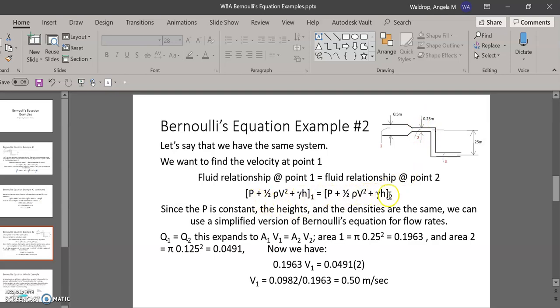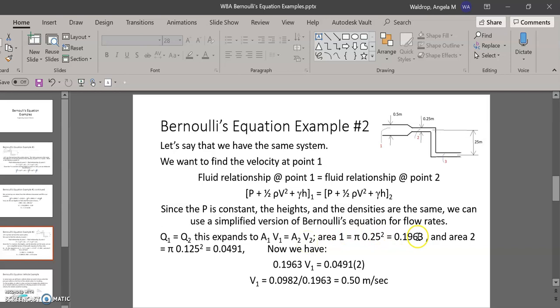So we've written out Bernoulli's equation, and we put our subscripts 1 and 2 here to apply to the two different sides. But since the P is constant, and the heights are the same, those will also drop out, and the densities are the same, we can simplify the equation. We can use a simplified form for Bernoulli's equation, and that's going to be the flow rate equation. The variable that we use for flow rate is Q. So Q1 equals Q2, and we expand it out. It's A1V1 equals A2V2.